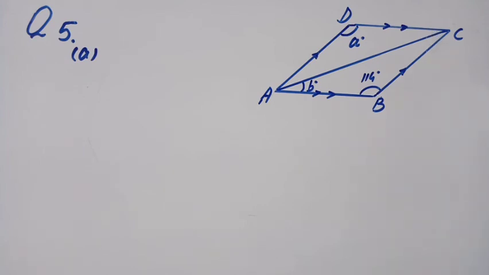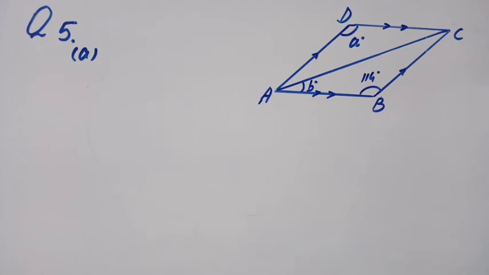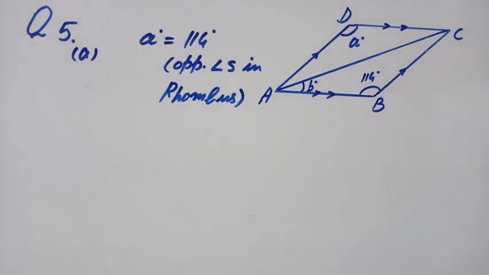To find out A, very simple. This A is equal to 114 degree. Why? Because the opposite angles in a rhombus are equal to one another. Because of opposite angles in rhombus, A is equal to 114 degree. Now what about the other one, unknown angle B?